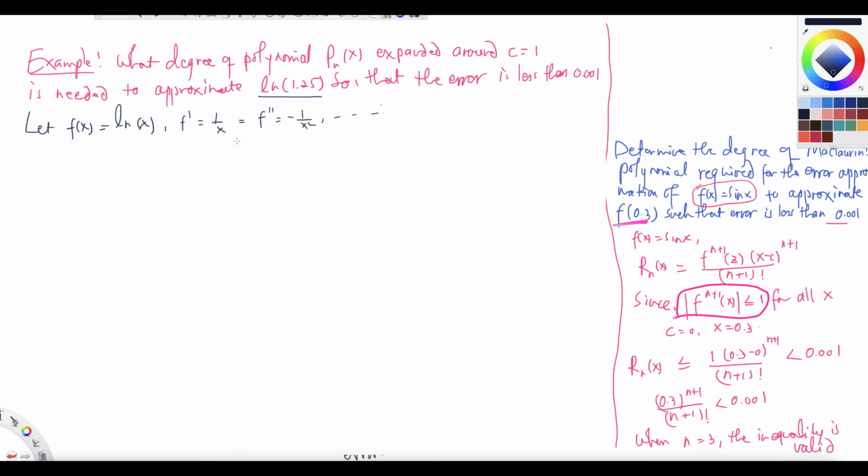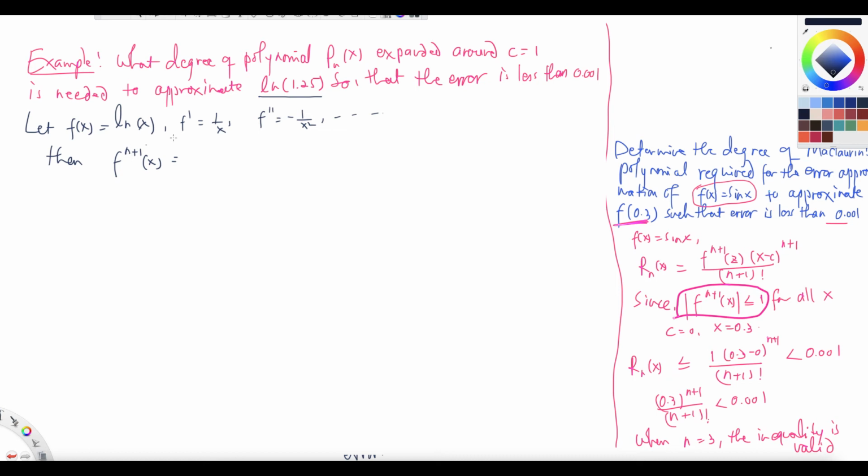So if you continue that, then what do you get? You get f^(n+1)(x). You see that the first derivative is positive 1 over x, and then the second derivative is negative, and the third derivative is positive, and so on. So what do you get? How do I get the first derivative?